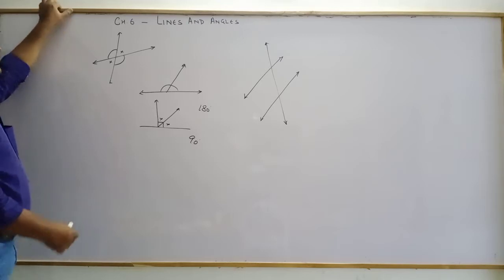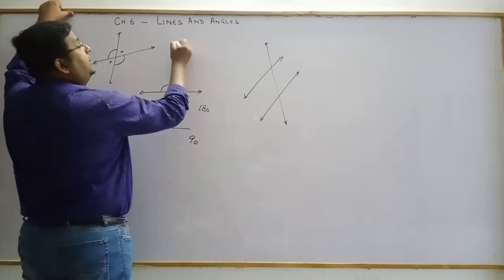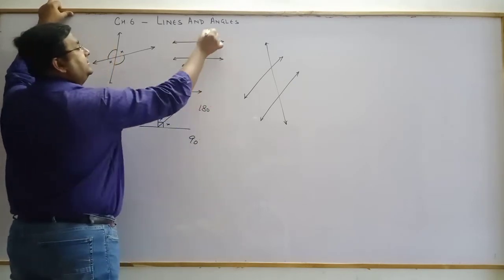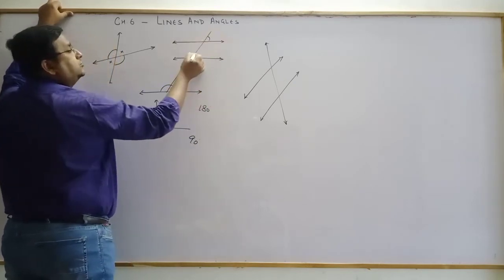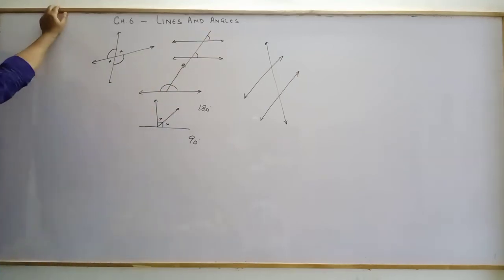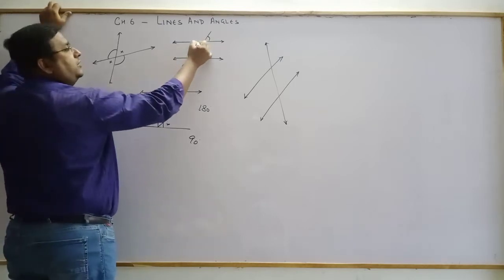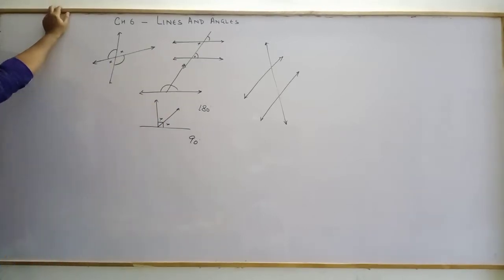You have discussed adjacent angles. You have discussed, when these 2 lines are there, this angle is equal to this angle. Isn't it? Alternate interior angles. This angle is equal to this angle. Alternate interior angles. You have done all these kinds of examples in class 7 and 8. We are not going to discuss that.